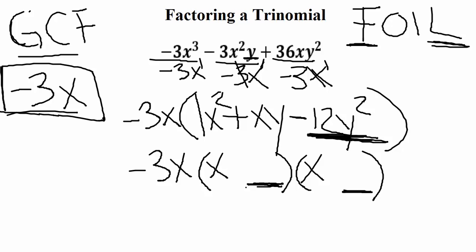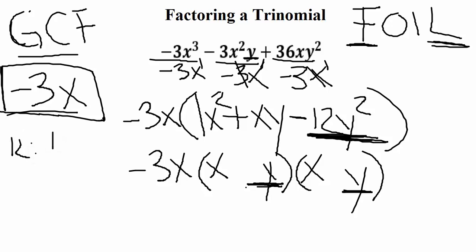So here we have a negative 12y squared. The easiest thing to take care of for this one here is the variable first, the y squared. The only possible way to get a y squared is a y times a y. Now, we also need to figure out how to get that negative 12. So let's figure out how to get the 12 first. What gives us 12 when we multiply? Let's list all those different possibilities.